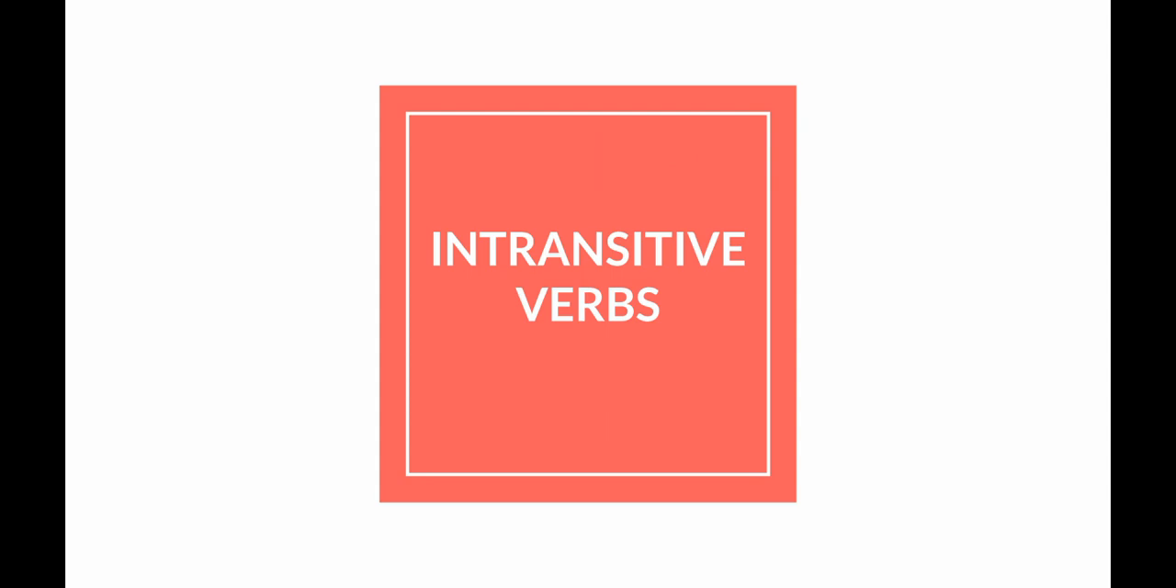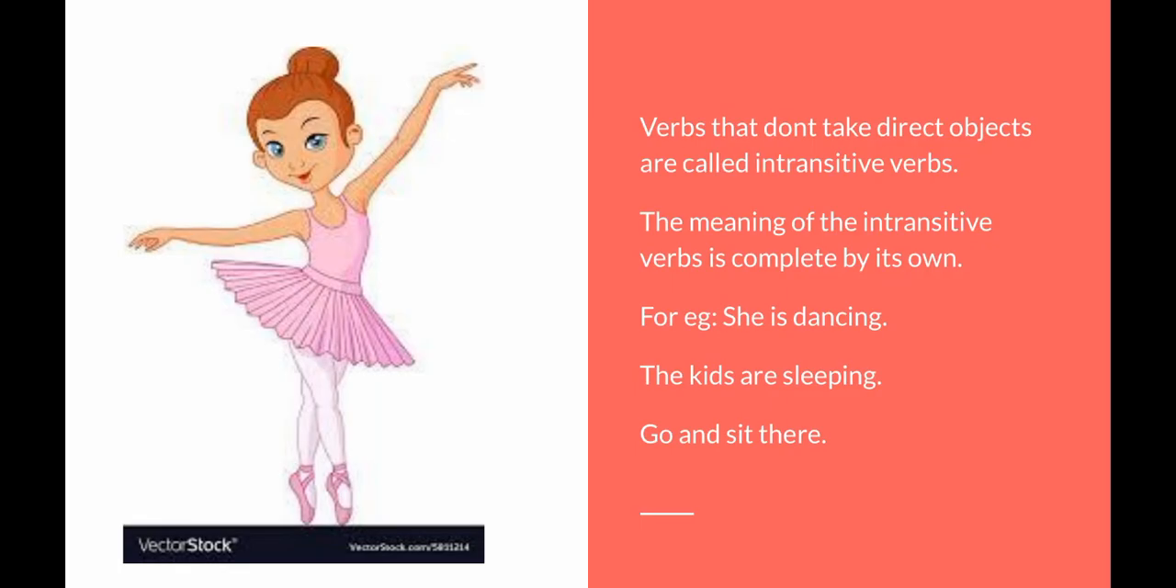Now check out intransitive verbs. Verbs that don't take direct objects are called intransitive verbs. And children, the meaning of the intransitive verb is complete by its own. They don't require any object. You can look at the examples here. She is dancing. So here no need to ask the question what or whom. Without object the meaning is clear, like she is dancing, the kids are sleeping, go and sit there.